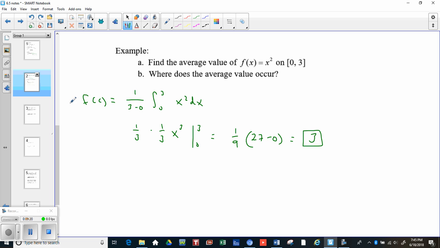And then it says, here this is part A, where does this occur? Well, if I want to know where this happens, I need to figure out, if this is the y value, f of x is y, so I'm going to set x squared equal to 3 and solve this for x. This is going to give us our c value. Taking the square root of both sides, x is positive and negative square root of 3. But our domain is 0 to 3, so the positive square root of 3 is the only thing in that domain, so the c value is just the square root of 3.